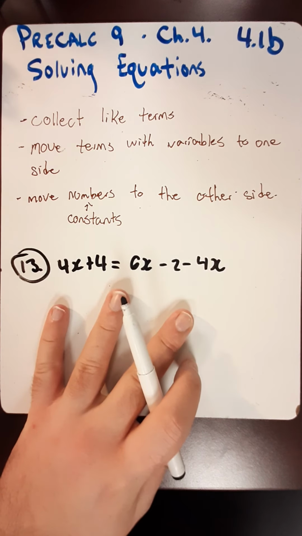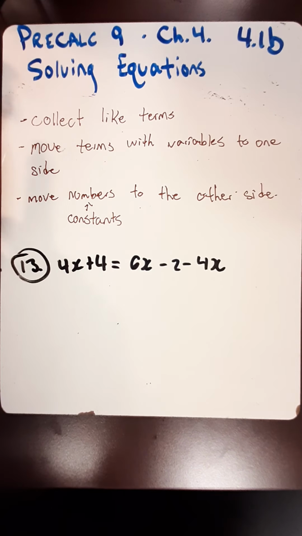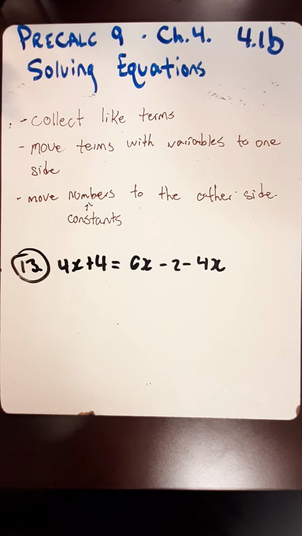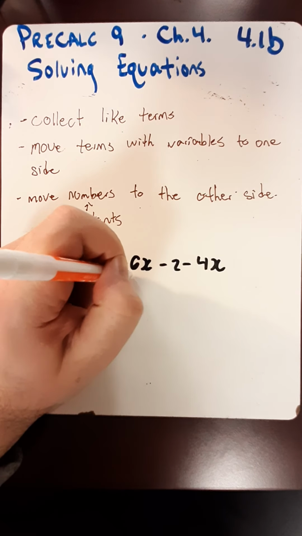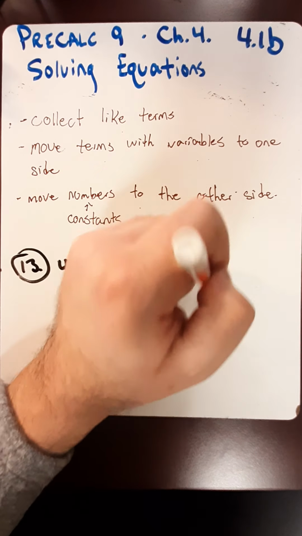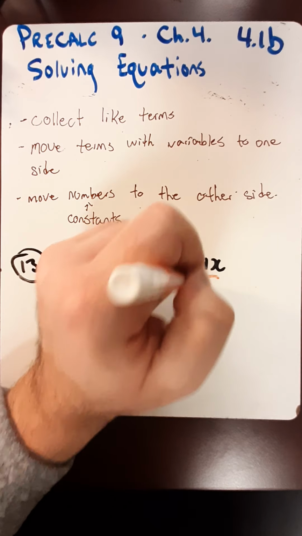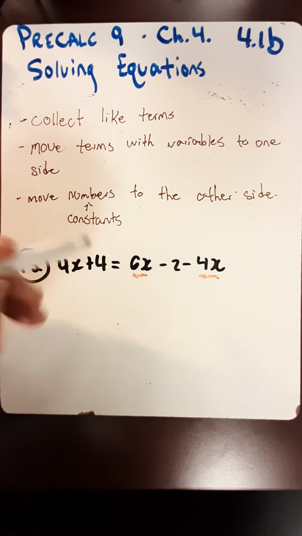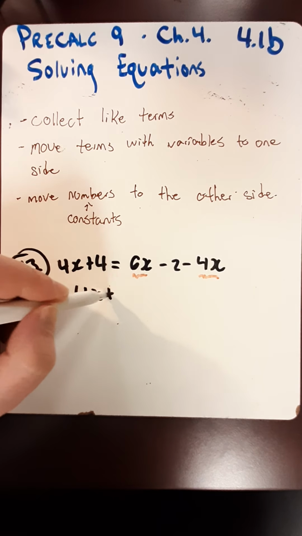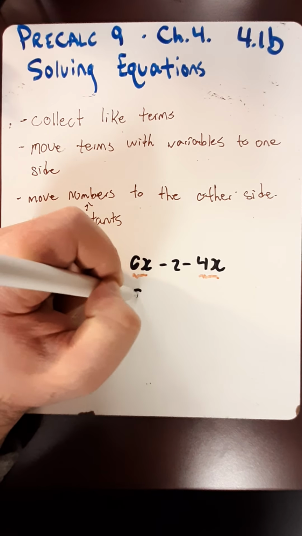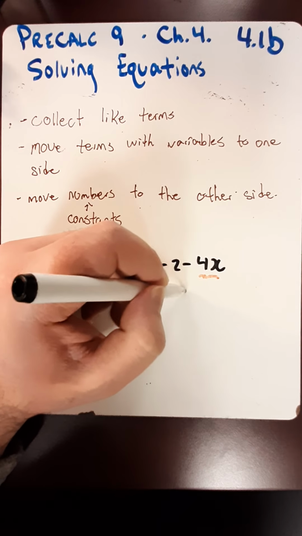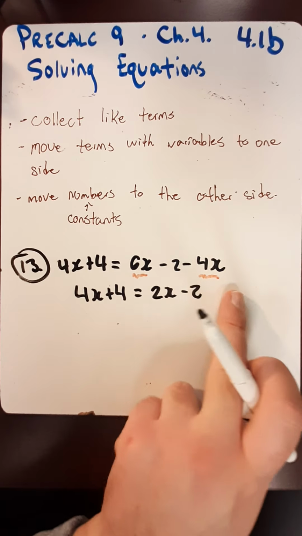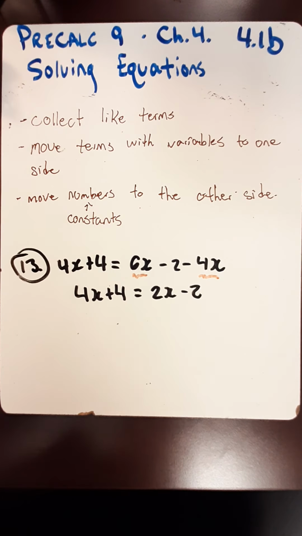Okay, so let's do the first step. We're going to collect like terms. I see here's a term with an x in it, 6 of them, and here's a term with an x in it, 4 or minus 4. Hopefully that makes sense to you, that if we're starting with 6 x's and then we take away 4 x's, we'll be left with 2 x's.